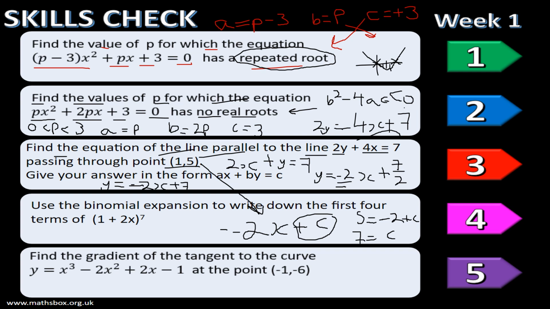So use the binomial expansion here to write down the first 4 terms of the expansion (1 plus 2x) all to the power of 7. Okay, so this is quite an important topic. So we're going to use here what we call Pascal's triangle.